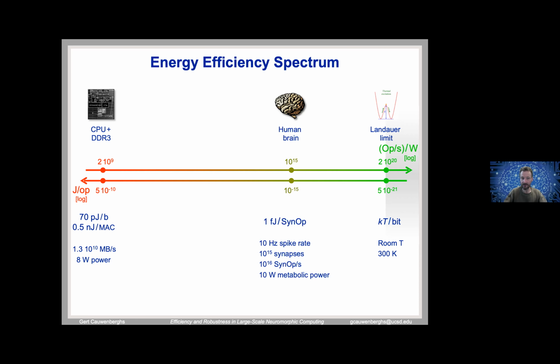So if you take the efficiency, you have about 10 to the 15 synapses, and neurons fire at about a 10 hertz rate, so together you have 10 to the 16 synaptic operations per second at about 10 watts of metabolic power. That amounts to about a femtojoule per synaptic operation, which is somewhere between the extremes of the 70 picojoule per bit of traditional computing, and then kT, the Boltzmann constant times temperature per bit. So on the log scale, it's a lot better, but still not quite there.